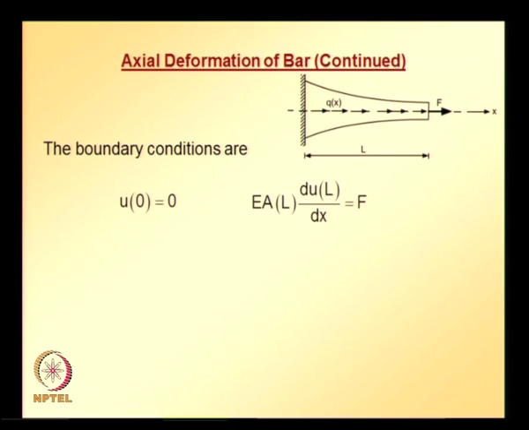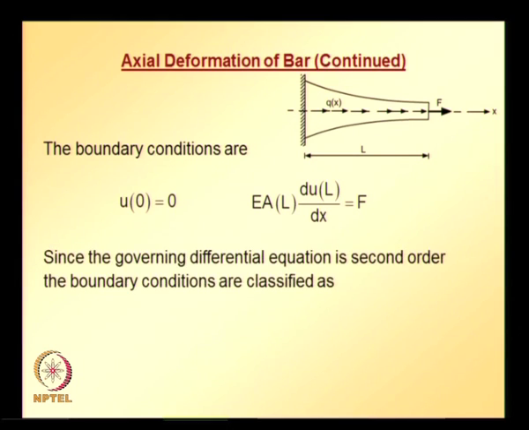So, we need to solve the differential equation representing the physical phenomenon of axial deformation of a bar over the domain x going from 0 to L, subject to these two boundary conditions. We noted already that the differential equation is a second order differential equation. So, to solve it we require two boundary conditions, and just now we obtained the two boundary conditions.